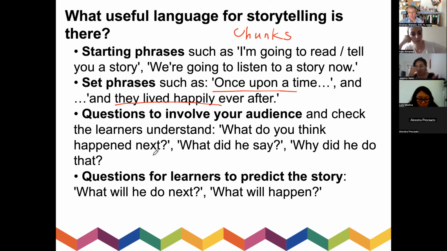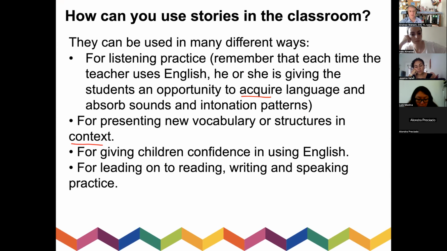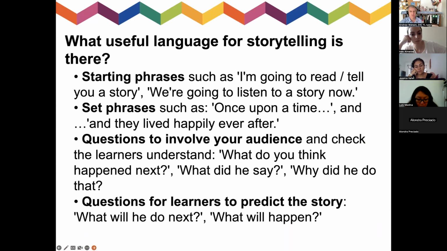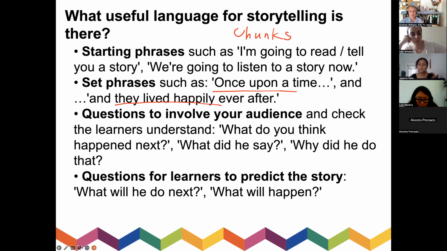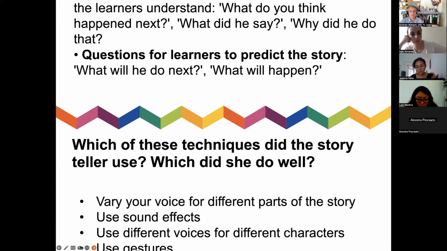Teacher asks, what do you think happened next? What did he say? Why did he do that? Questions for learners to predict the story. What will he do next? What will happen? And that's why telling stories is such a rich source of language. Okay, and that's it. So that's storytelling. We'll continue next time with storytelling because it's a big area.